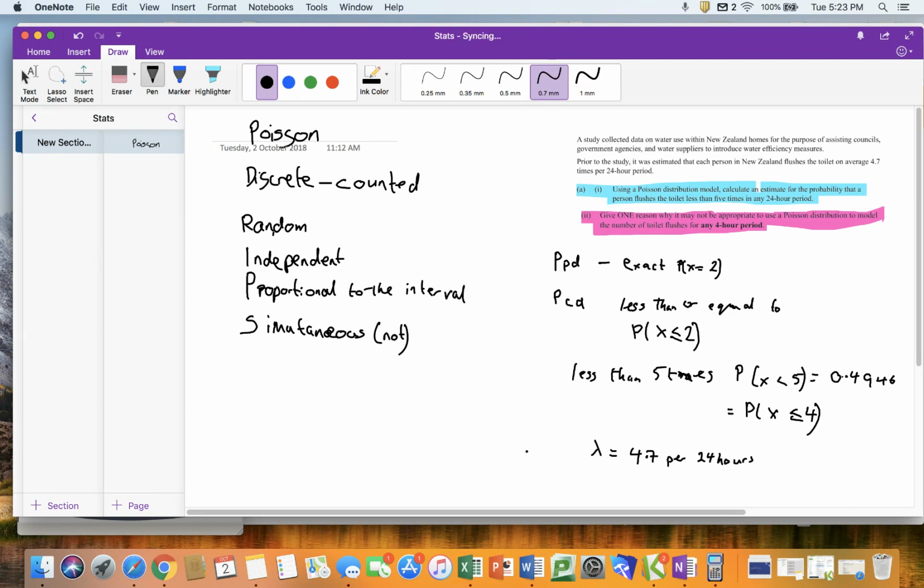Of course, you can be asked to change the interval of time. You can be asked to do all sorts of different things at that point. So you just need to be a bit aware that if they tell me that it's in a different interval of time, I have to take that into account. Okay, so until next time, we will probably do an inverse Poisson next. Cheers.